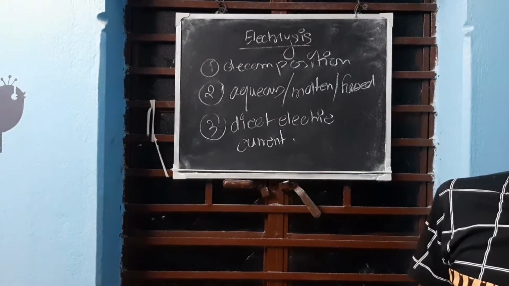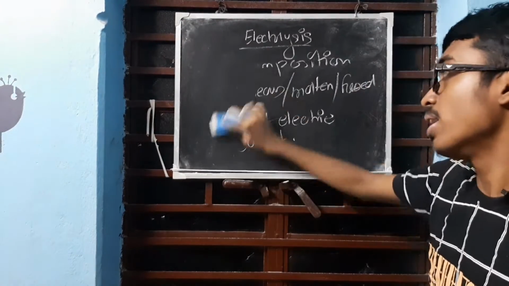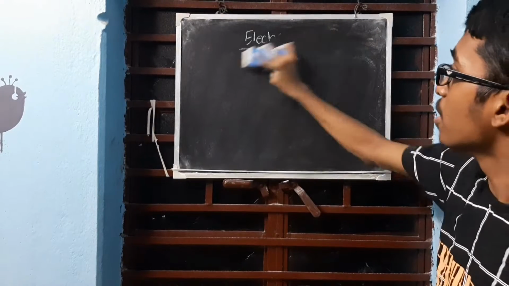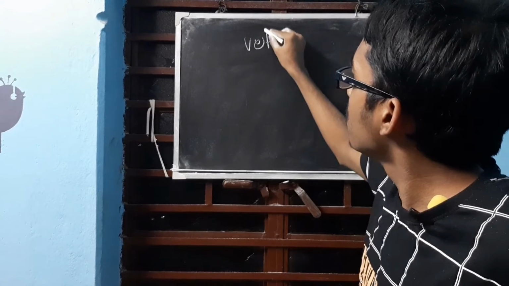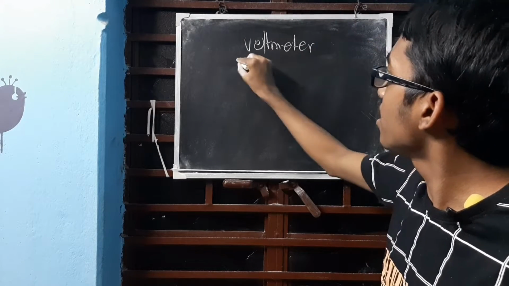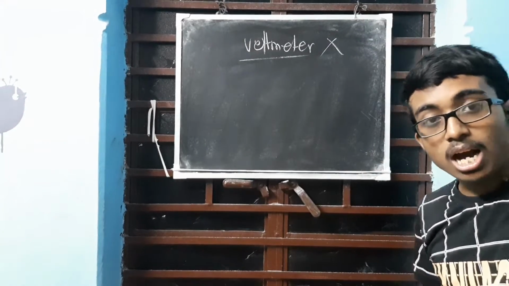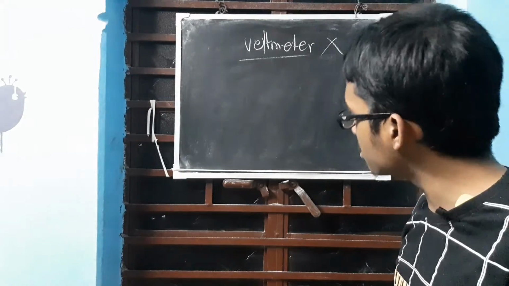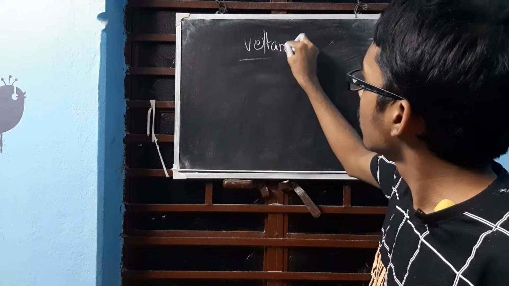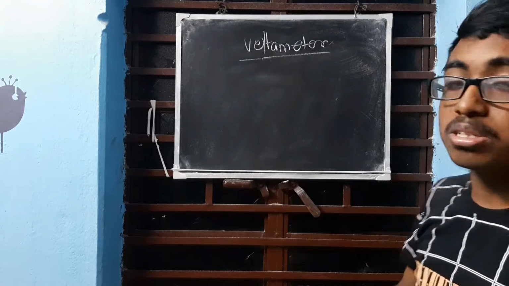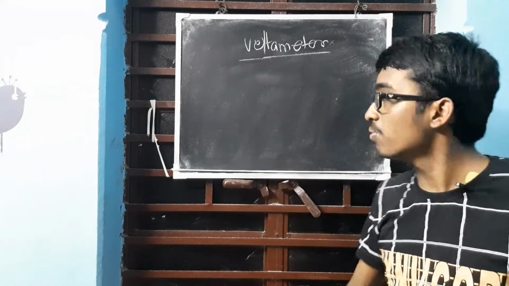Done. Now let us move on to the next part, that is the voltameter. Okay. Many of you will end up writing voltmeter in the paper. If you write this, 0. What is a voltmeter? Something that measures the potential difference. It is in physics. I am not talking about a voltmeter. I am talking about another thing. That is not a voltmeter. That is called a voltameter. Voltameter. Okay, not voltmeter. Voltmeter is different.